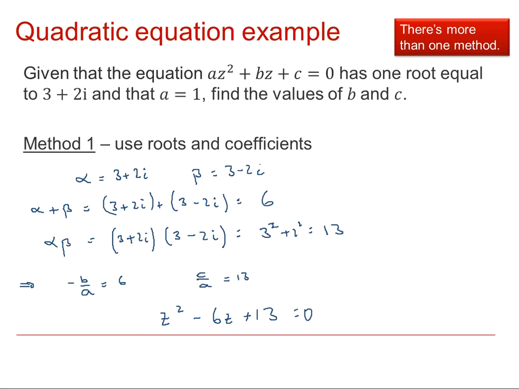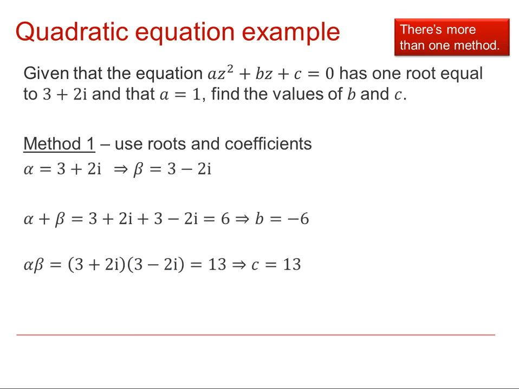So to answer the question that we've been asked, b is equal to negative 6 and c is equal to 13. Notice that it's not strictly necessary to write out the actual polynomial to be able to quote the values of b and c. So there it is on a neatly presented slide, so you might like to pause that and just make sure you're happy with the method there.